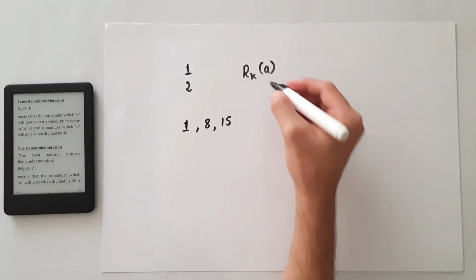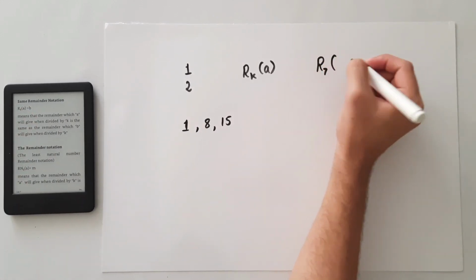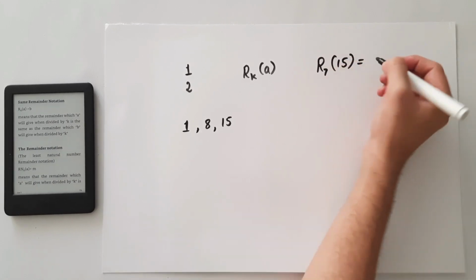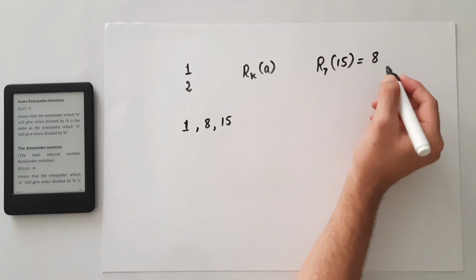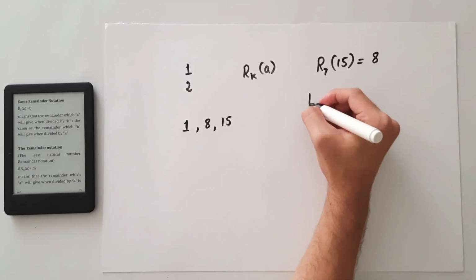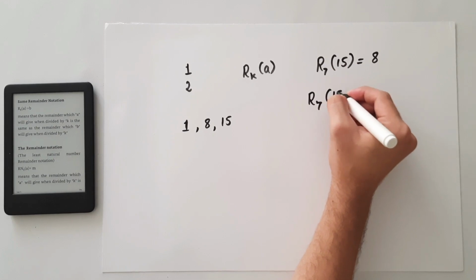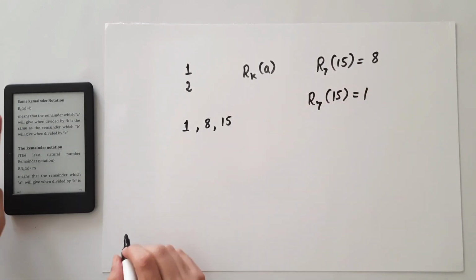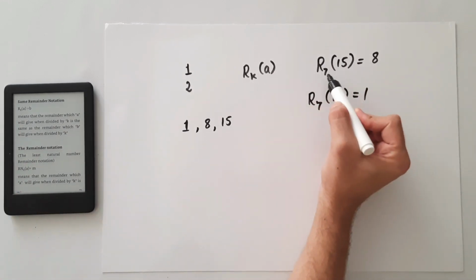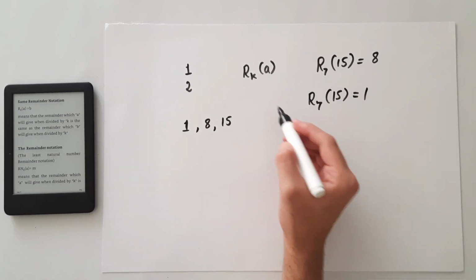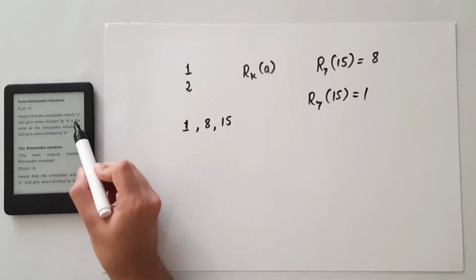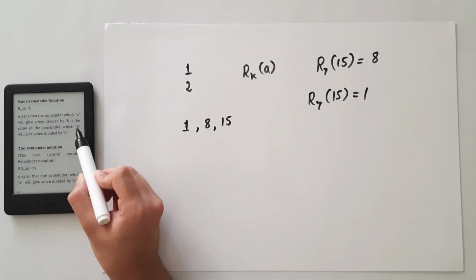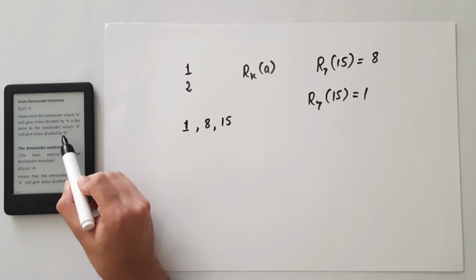So with the same remainder notation, R7 of 15 will be equal to 8, because 15 gives the same remainder as 8 gives. R7 of 15 is also equal to 1. So see what it does. R7 of A, or in general Rk of A, means that the remainder which A will give when divided by K is the same as the remainder which B will give when divided by K.